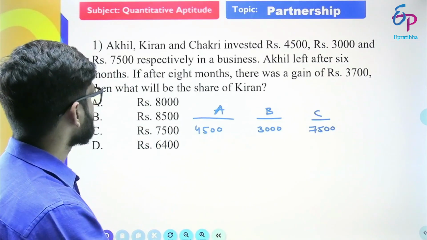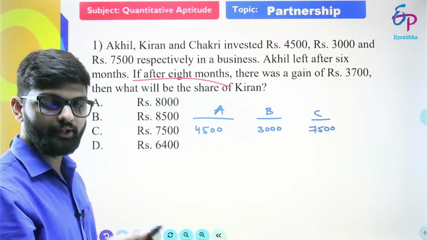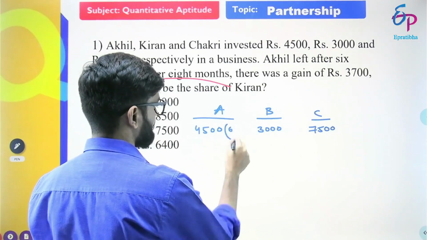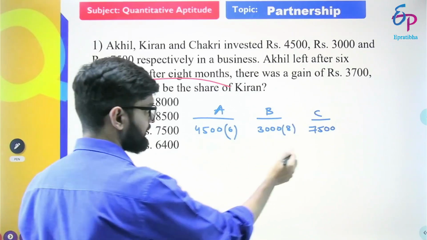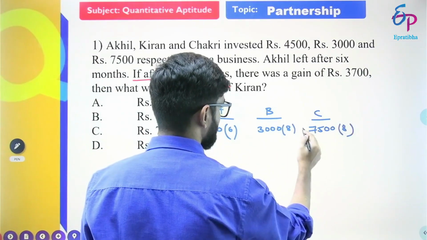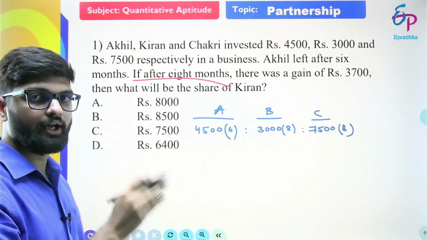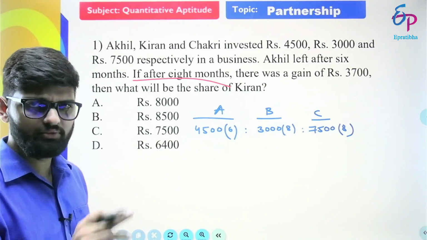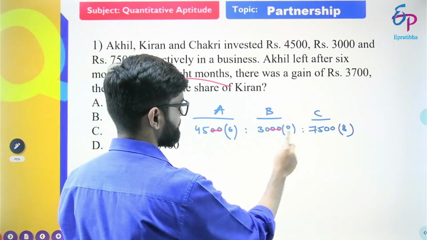Akhil left after 6 months, but 8 months is the time period, right? 8 months after, they are calculating the profits, which means Akhil was there for only 6 months. So the remaining 2 persons are there for 8 months each. This is the ratio. Now I told you, in the ratio, if you have common things on each and every term, you can cancel those. You can cancel the zeros here.